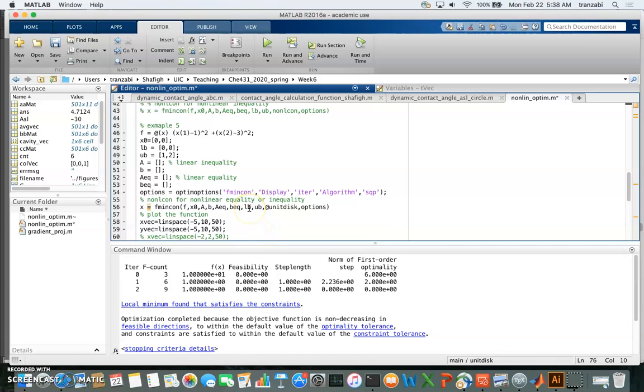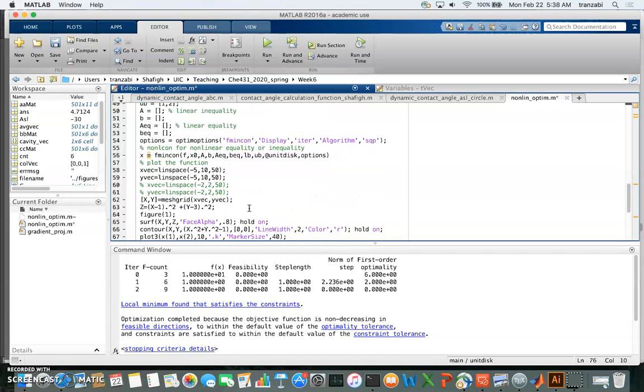Alright, the rest of this script is just to visualize what's going on here. I create a mesh for x1 and x2, or for x and y, between minus 5 and 10 with 50 points along each axis. And then I create a meshgrid out of these 2 vectors. So now my capital X and capital Y are matrices, the coordinates of the mesh points.